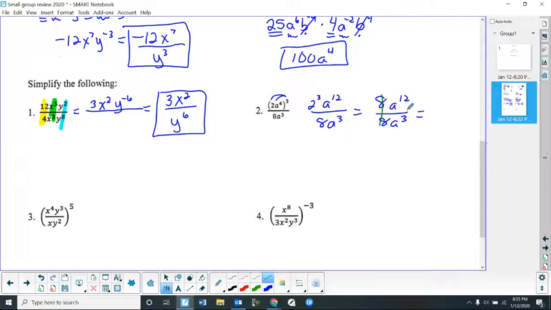And then you subtract. Be careful. This is not a to the 4th. That's a common mistake. When you divide powers, you subtract your exponents. 12 minus 3 is a to the 9th. If you have 1a to the 9th, that's acceptable.